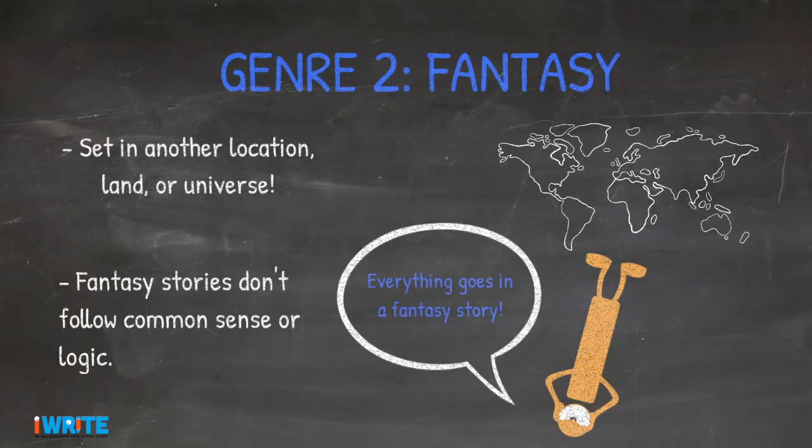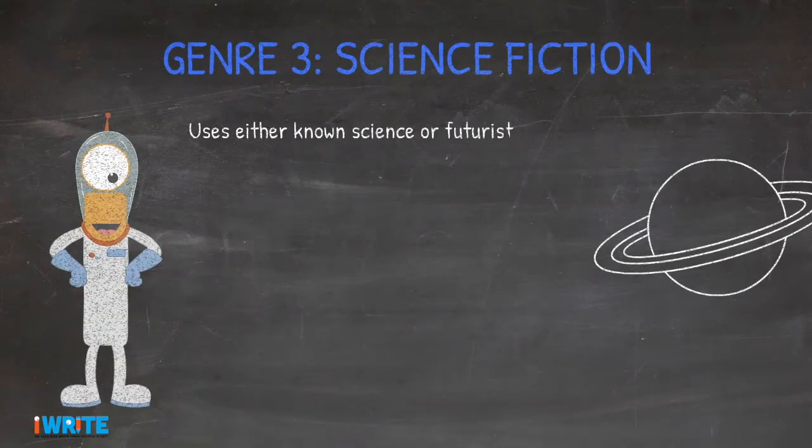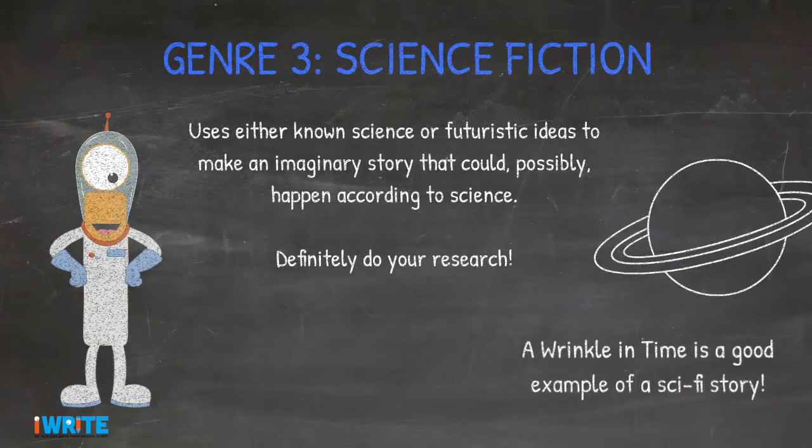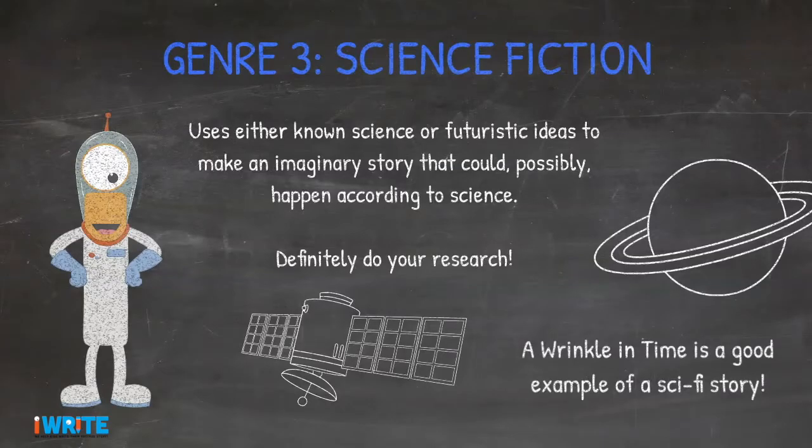Alright, third, science fiction is a type of fictional writing that uses concepts in established science, which is the science that we now know, or sometimes futuristic ideas, to create a story. This genre is different from fantasy because while science fiction does have an imaginary storyline, it could happen, at least according to science. You can identify a sci-fi story if it involves things like aliens, time travel, teleportation, or space. The best sci-fi writers do a lot of research. A Wrinkle in Time by Madeleine L'Engle is a great example of a sci-fi book.